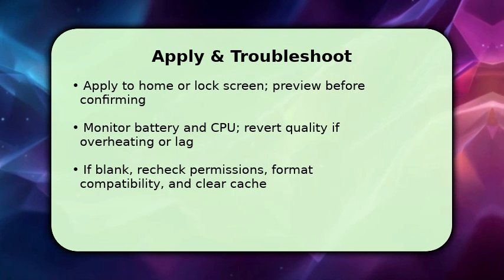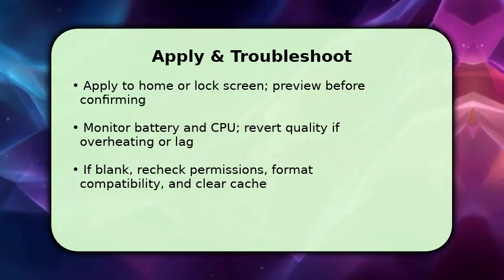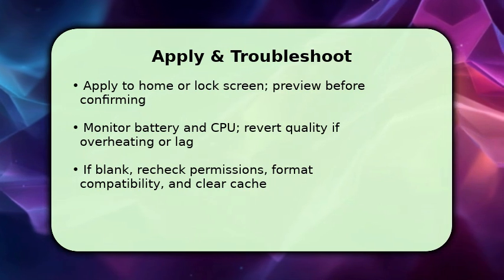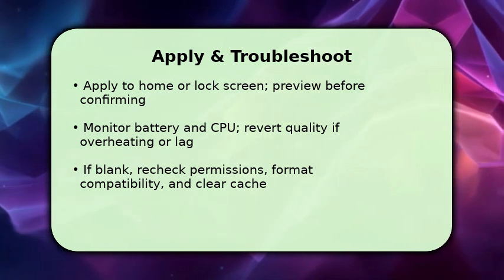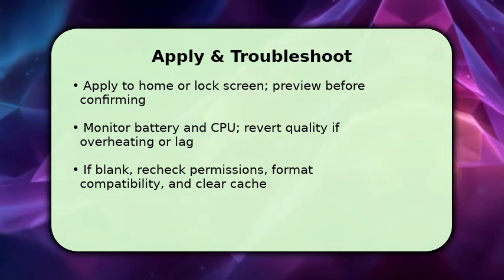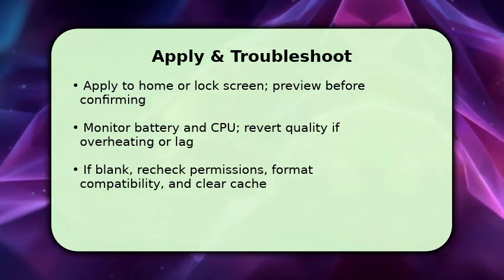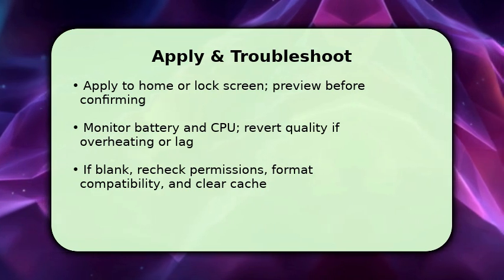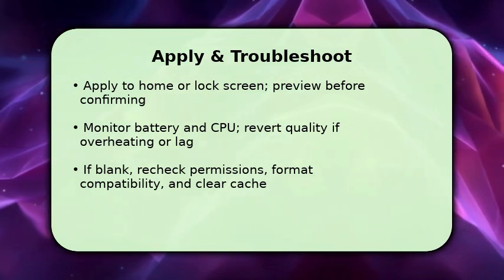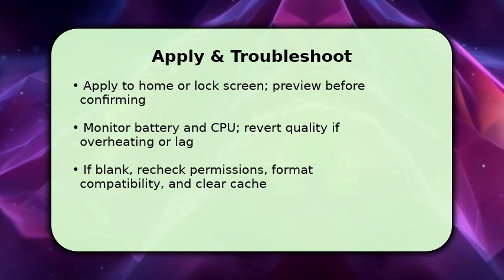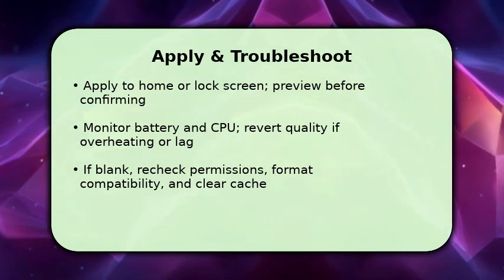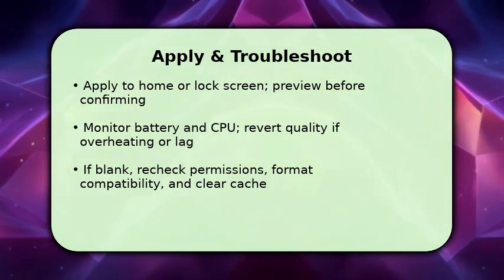After applying, monitor battery and performance for a few minutes. If you see lag or high temperature, lower quality or frame rate to stabilize things. If the wallpaper fails to show, recheck overlay and storage permissions, ensure the file format is supported, and clear the app cache. One key troubleshooting tip: disable aggressive battery optimization for the Wallpaper app to prevent it from stopping.